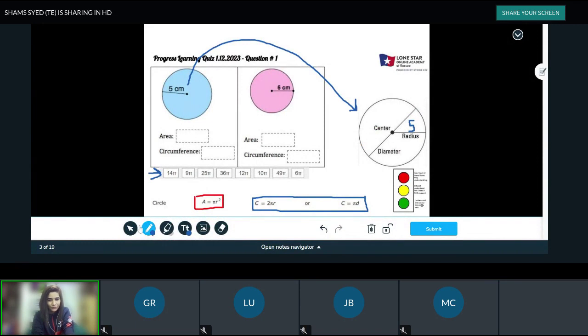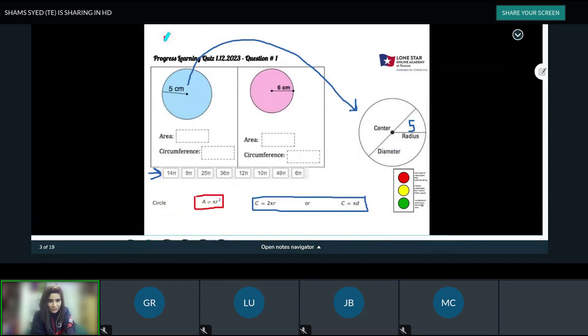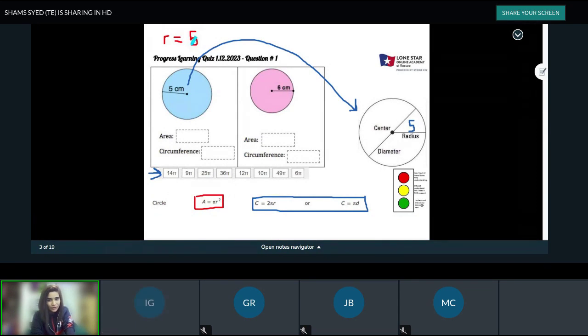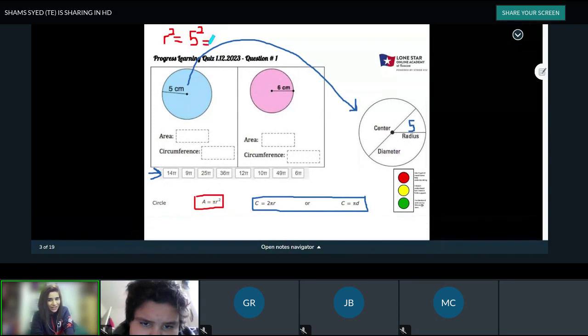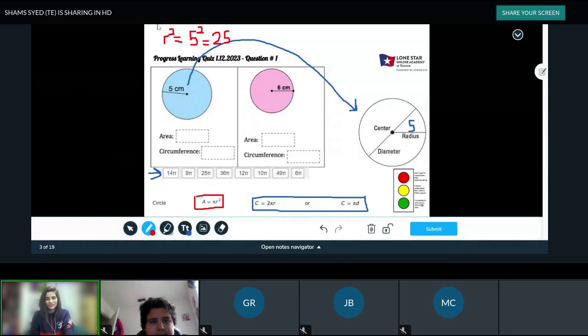So if you want to find area of a circle, the formula says pi r squared, right? If you know that radius is 5, you will square it because this is what's in the formula. You will square the radius, right? So what is the square of 5? Square of 5 means 5 times 5. That is 25.